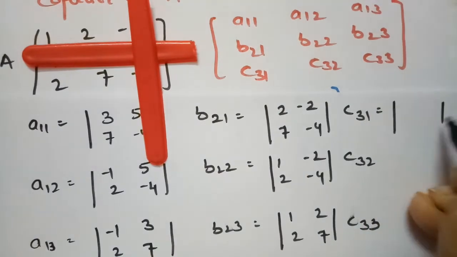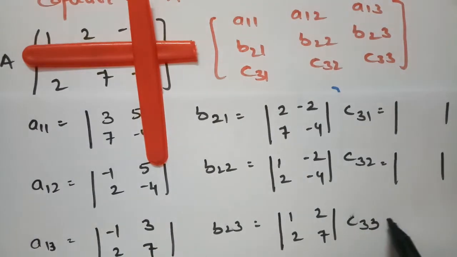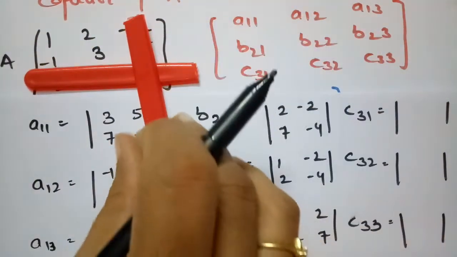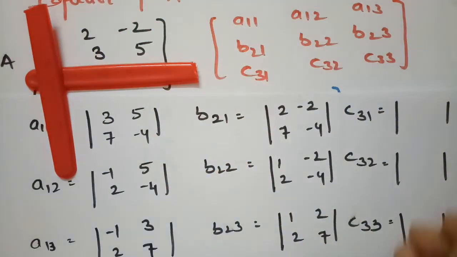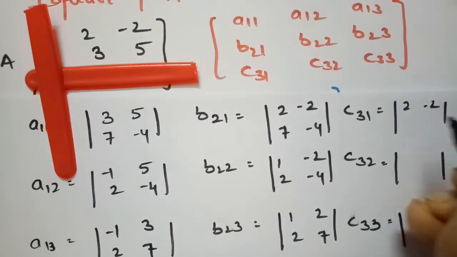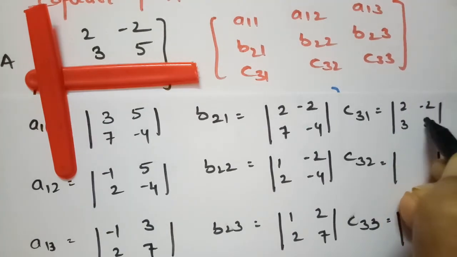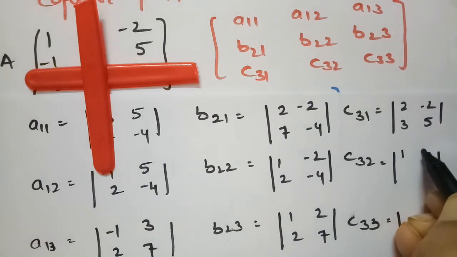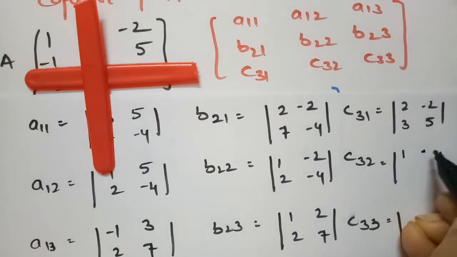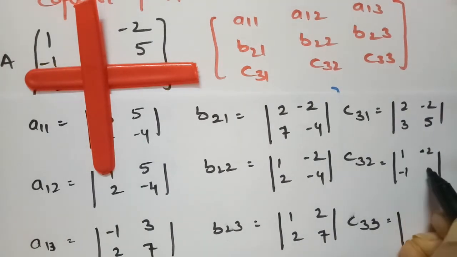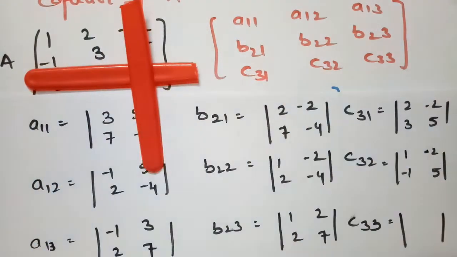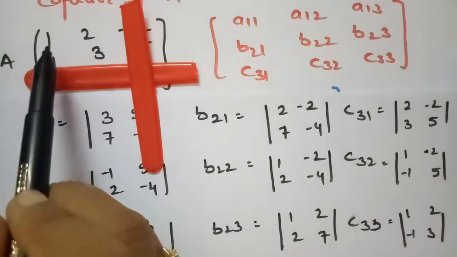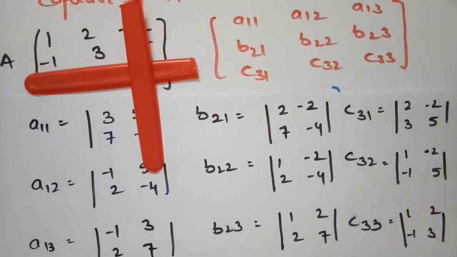Then the matrix will be, see here, I am shifting to the third row, first column, I am closing. So this will be 2 minus 2, and this is 3 5. And here if you observe, this is 1, this is minus 2, and this is minus 1, and this is plus 5. This is 1 2 minus 1 3.